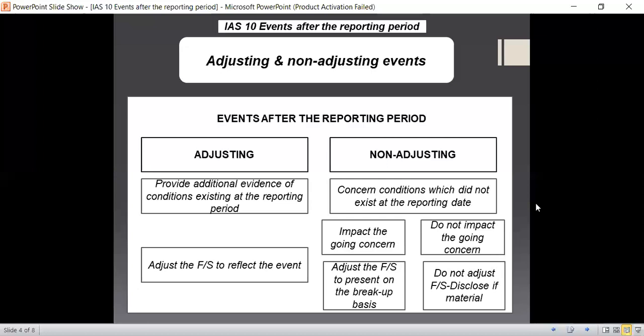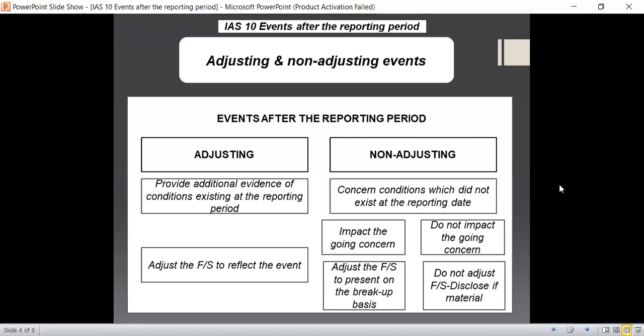And if, for example, there is any discovery of fraud or error, and this is a typical event showing the financial statements are not correct and need to be adjusted, then this is an adjusting event, obviously. You need to reflect this in your financial statements.